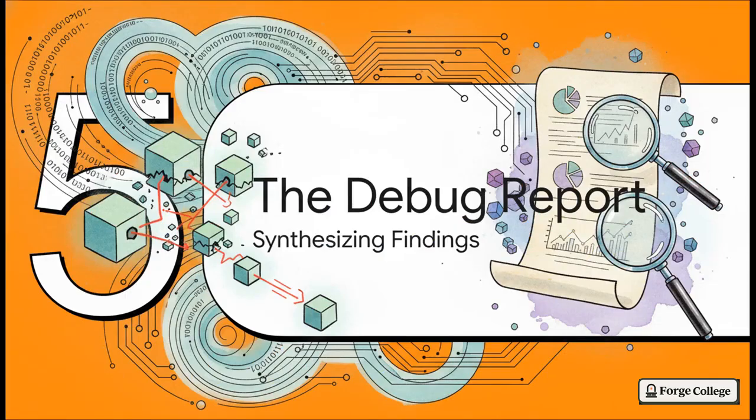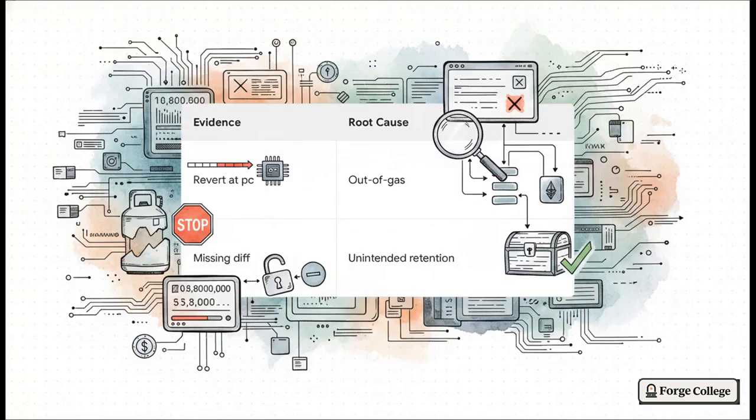Section 5, the debug report, synthesizing findings. All right, this is where we synthesize all of our raw findings. We meticulously map the observed evidence directly to our root cause diagnosis. And notice how we're separating mere guesses from hard analytical facts here. For example, if we see a massive gas usage, say 1.8 million, and a revert at a specific program counter, well, we can confidently diagnose an out-of-gas error in an internal transferFrom call. Or, if we notice a missing storage diff for a balance, we diagnose unintended balance retention or transfer suppression. It is all about tying the symptom directly back to the trace evidence.